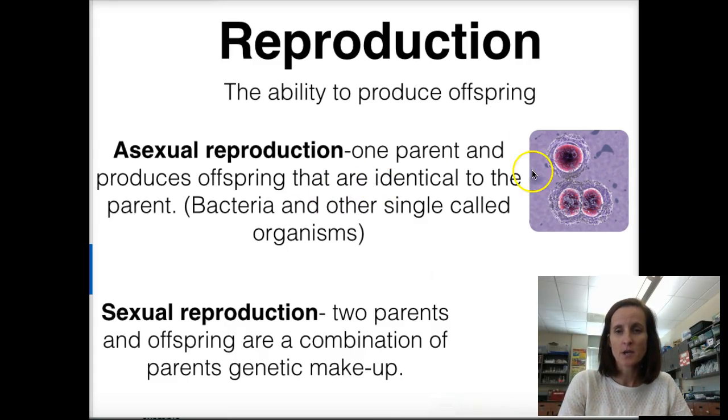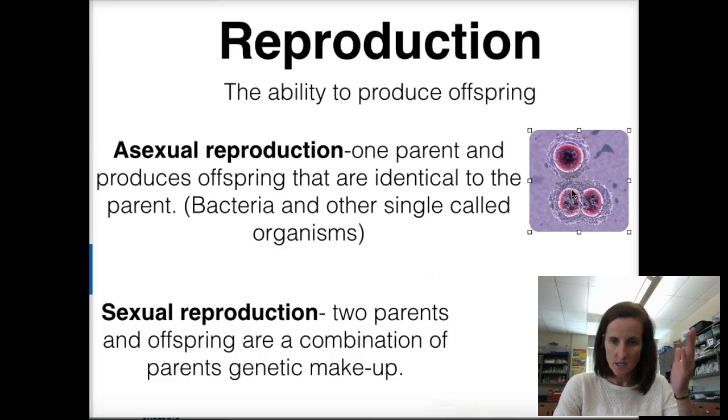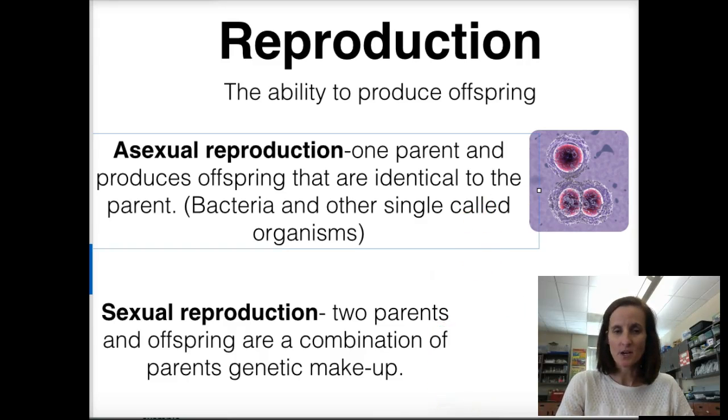So in this image up here, we have a parent, and this parent replicates its DNA and divides it into two separate cells. This is called binary fission or mitosis, and we'll talk about this at length a bit later on.